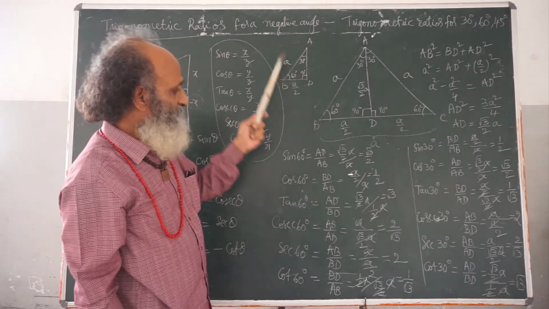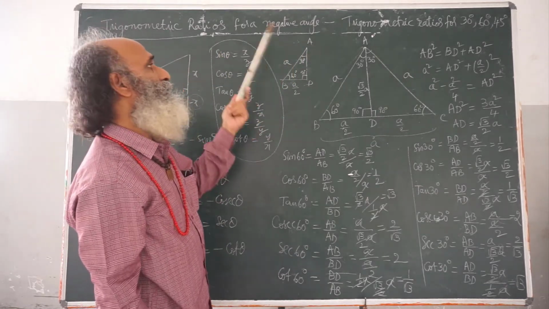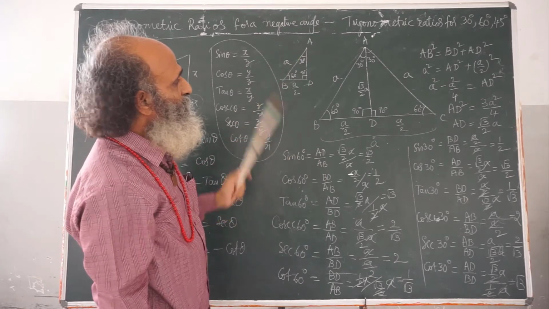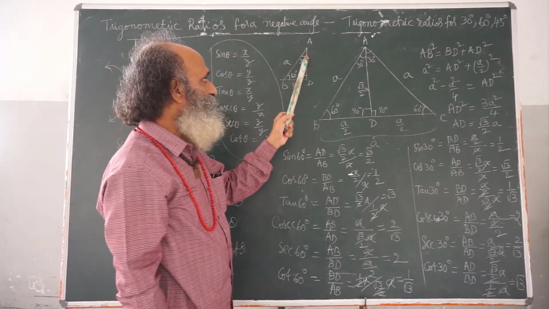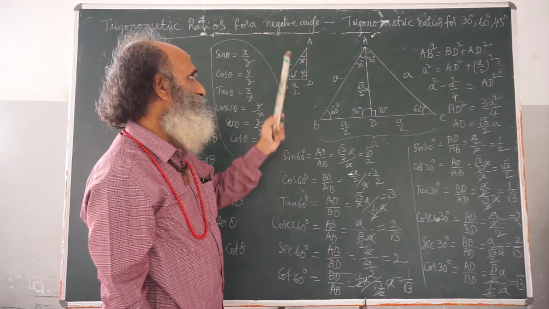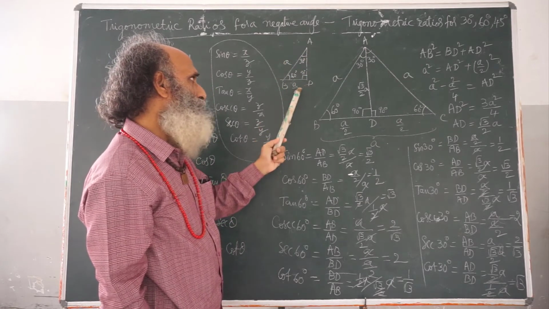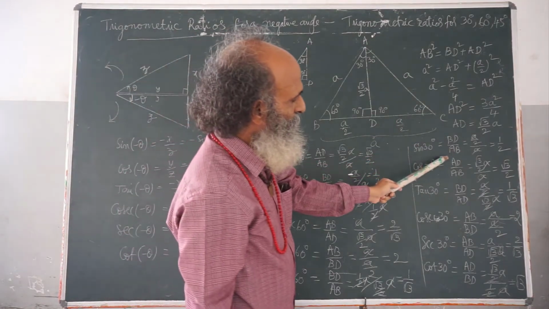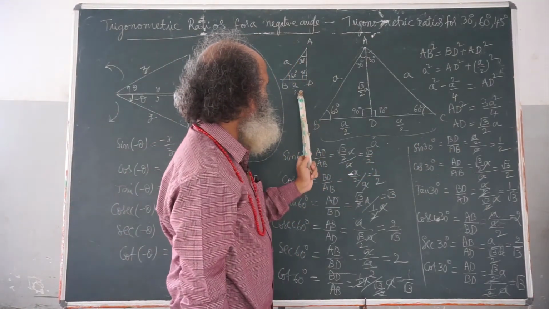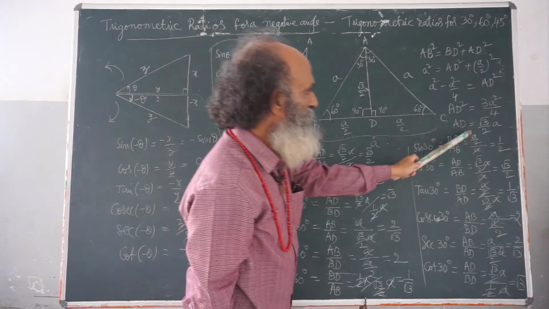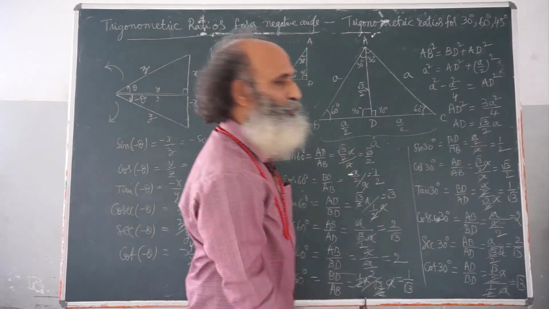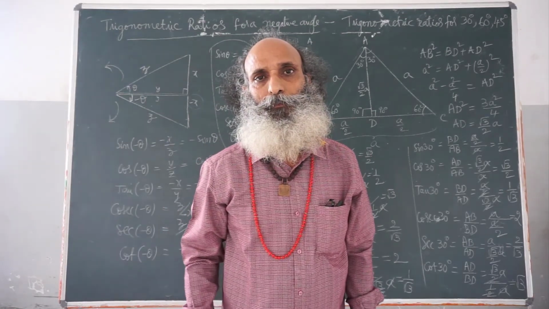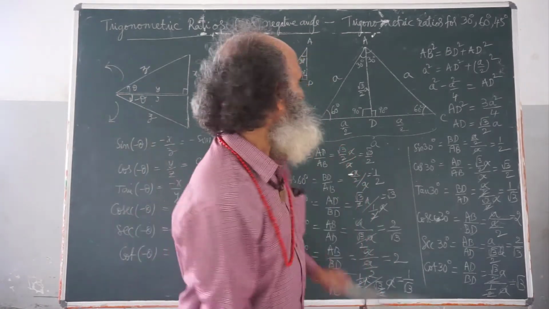Now for 30 degrees we can define trigonometric ratios. Sine 30 means opposite side by hypotenuse. What is the opposite side? BD. Hypotenuse AB. BD by AB. BD is how much? A by 2. AB is A. A by 2 by A is 1 by 2. So sine 30 is 1 by 2. Whatever the triangle is, sine 30 is always 1 by 2.